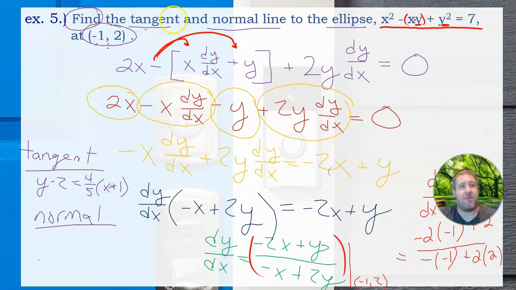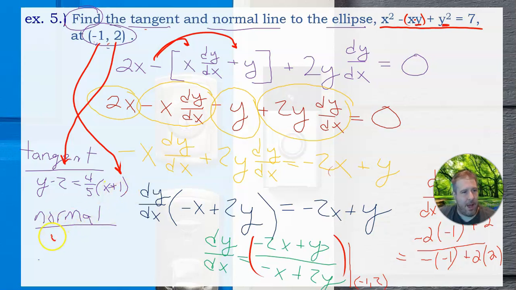But it did say find the tangent and normal line, and it did give us a point, negative 1, 2. So you're going to plug negative 1, 2 into that derivative to find the rate of change at that point, because that's what dy/dx is. It's the slope at that given point. So if we know where the point is, we should be able to plug that in here and find that the slope happens to be 4/5. And then using that point, there is our slope, point-slope form, right? y minus the given y equals the slope times x minus the given x.